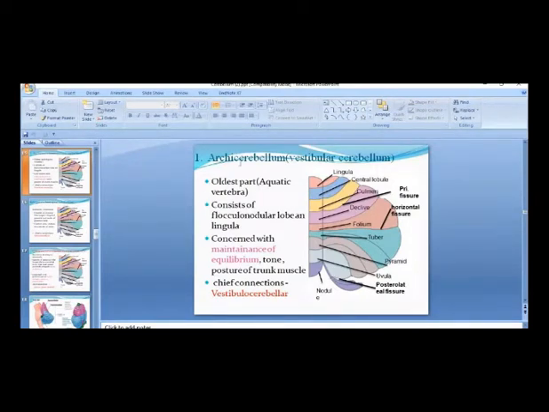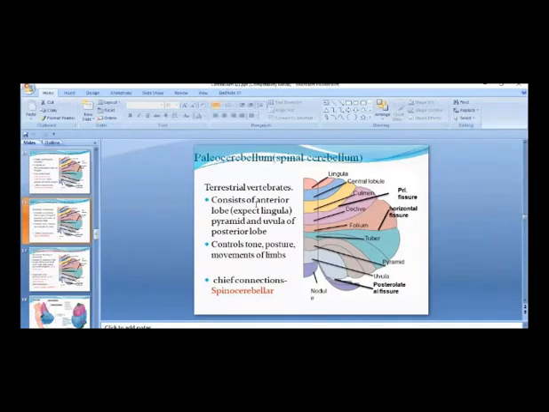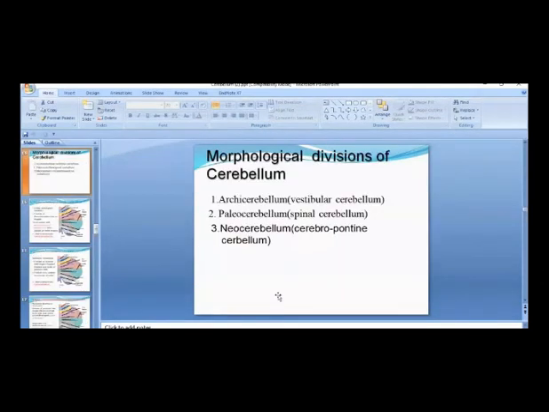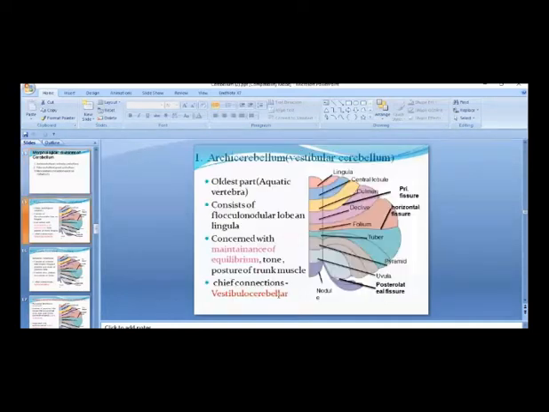So in archicerebellum, which part is involved? You have to remember flocculonodular lobe and lingula. Similarly, paleocerebellum consists of anterior lobe except lingula, and in posterior lobe, it consists of pyramid and uvula. Whereas the rest, which is largest in human beings, is neocerebellum, and it's concerned with highly skilled movement. Chief connection is corticopontocerebellar. Okay, so this is the morphological classification of the cerebellum: archicerebellum, paleocerebellum, and neocerebellum.